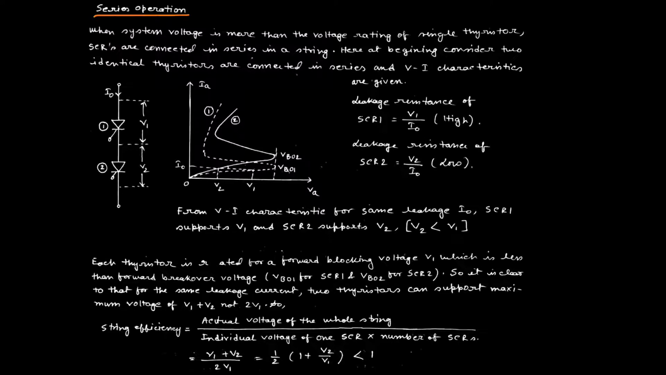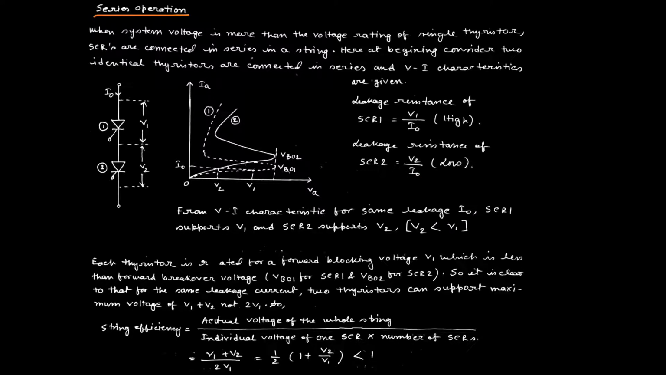The voltage appearing across the first SCR is suppose V1, and the voltage appearing across the second SCR is suppose V2. That means we can draw the VI characteristics of both cases. Suppose in case of SCR1, the breakover voltage is VBO1, and for SCR2, the breakover voltage is VBO2. We consider in case of SCR1, the leakage resistance is V1 by I0, and the leakage resistance for SCR2 is V2 by I0.